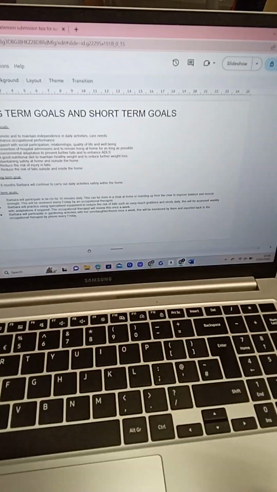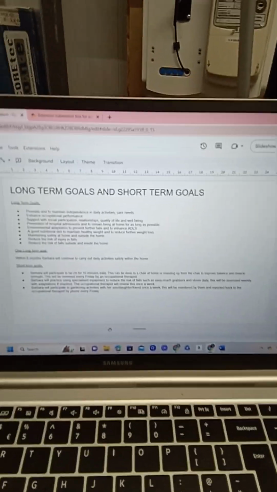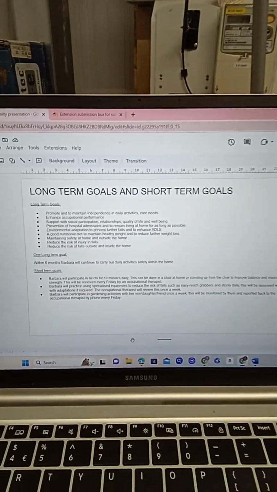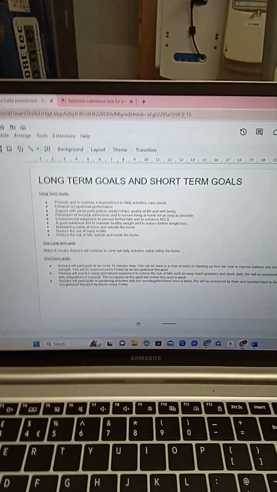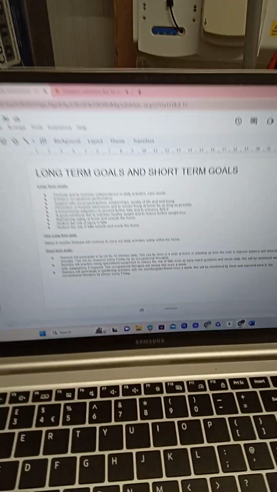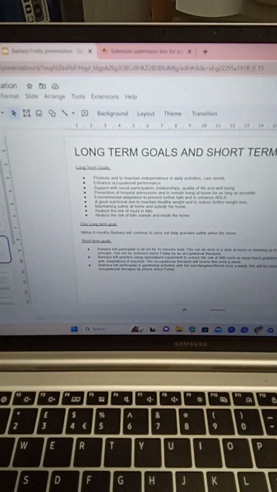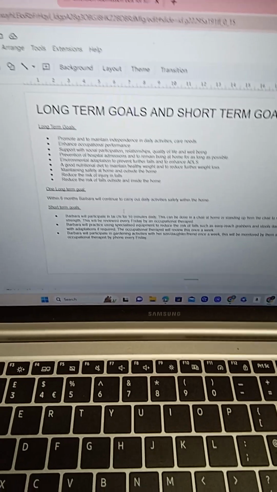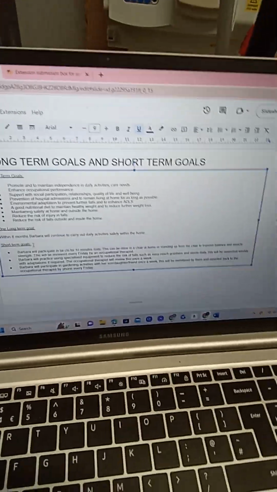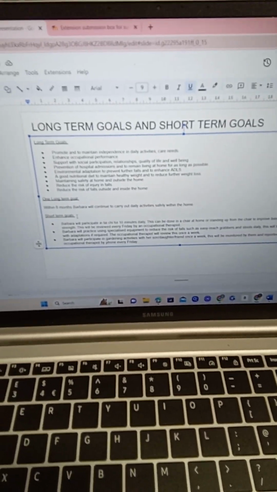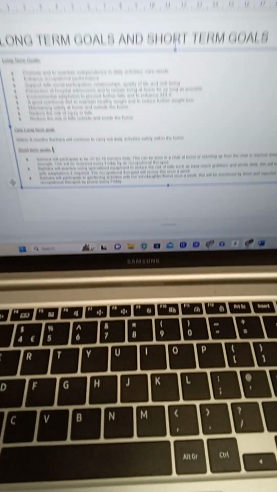So I looked at some long-term goals and some short-term goals for Barbara. Her long-term goals being to promote and to maintain independence in daily activities and care needs, enhance occupational performance, support with social participation, so relationships, quality of life and well-being, prevention of hospital admissions and to remain living at home for as long as possible, environmental adaptations to prevent further falls and to enhance ADLs, a good nutritional diet to maintain healthy weight and to reduce further weight loss, reduce the risk of injury and falls and to reduce the risk of falls outside and inside the home.